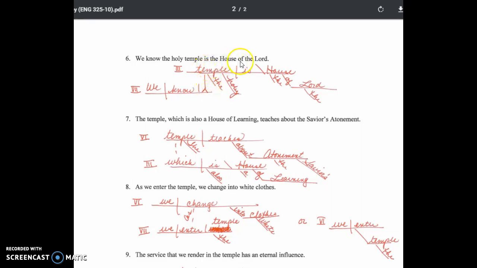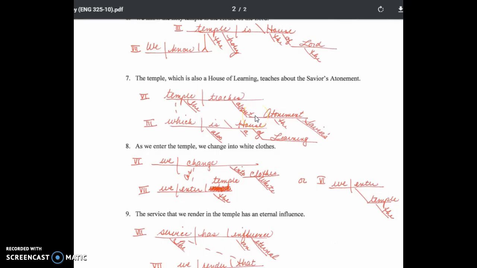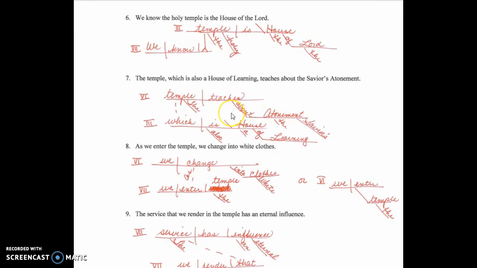We have temple is what? House. So that's a noun. We have our be verb. So temple, be verb, noun as the subjective complement makes that a pattern 3. And we have our modifiers here, and then house of the Lord. Of is the preposition, so that turns that into a prepositional phrase.